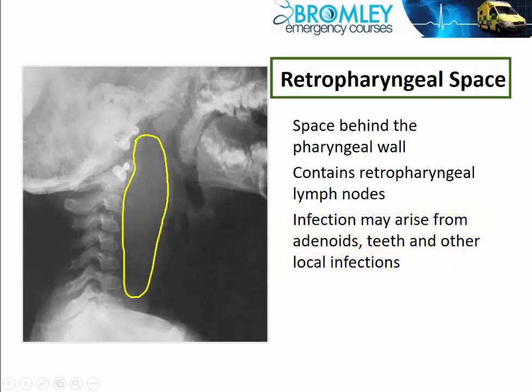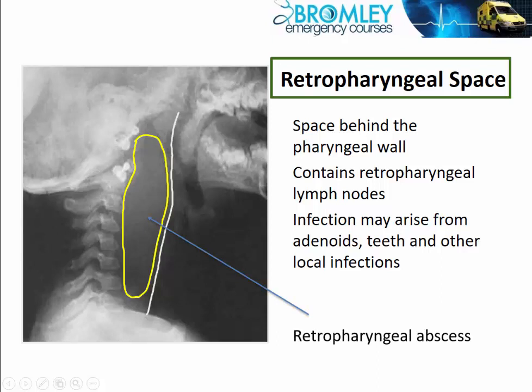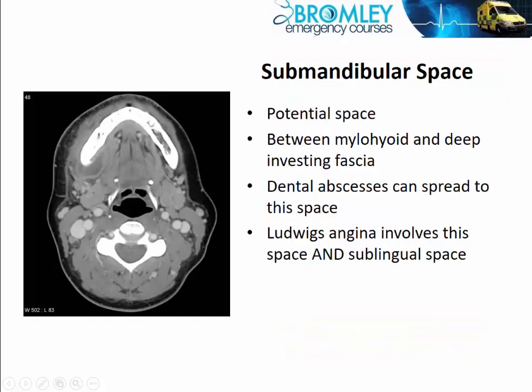So here we've got a big abscess in this space, and the white line I've just put in is the posterior pharyngeal wall, which has been pushed markedly anteriorly by this abscess. And of course, we don't need to know about the clinical details of this now, but the retropharyngeal abscess can put the airway in jeopardy and is an emergency that needs intubation, usually in surgery. So that's the retropharyngeal space.